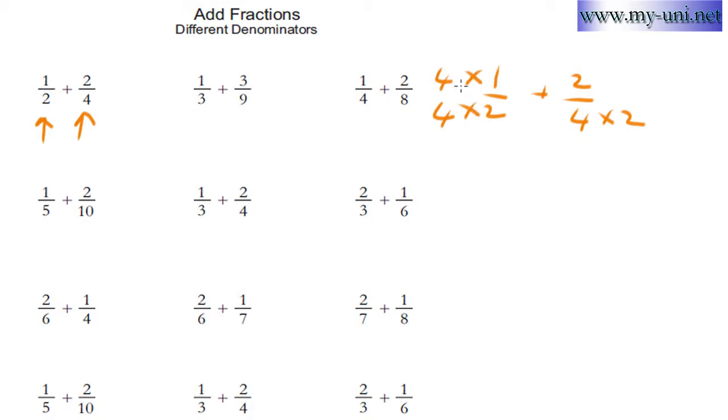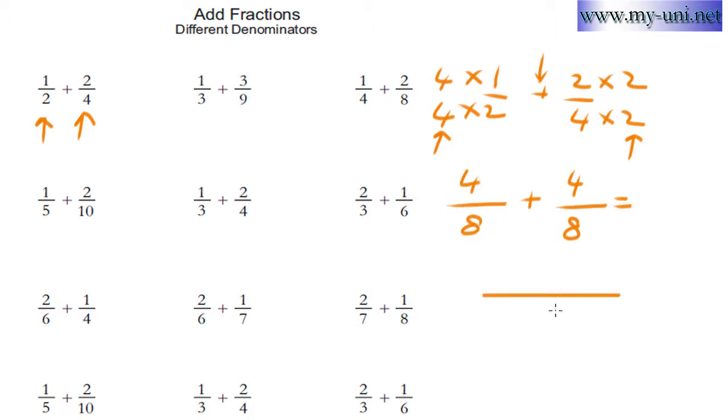So we have to multiply this 1 by 4 and this 2 by 2, because that's what we did to the denominator on this side and on this side. So 4 times 1 is 4 and 4 times 2 is 8, and plus, which is this sign here, 2 times 2 is 4 and 4 times 2 is 8. The denominators are exactly the same now, and these 2 fractions can be added.